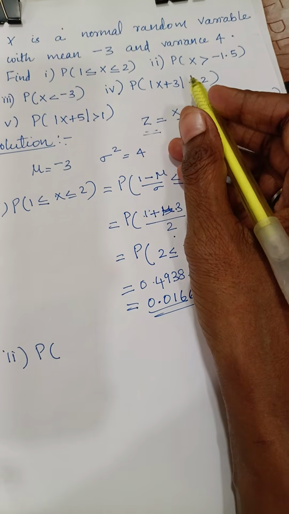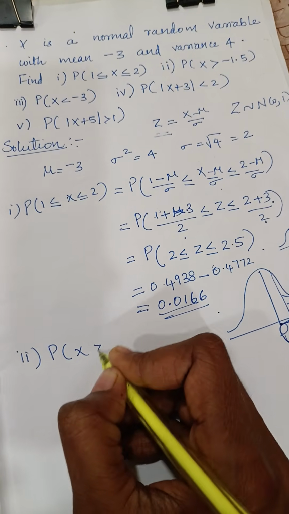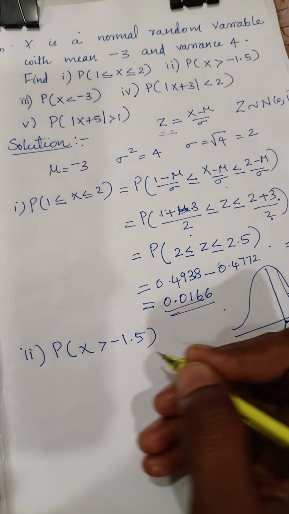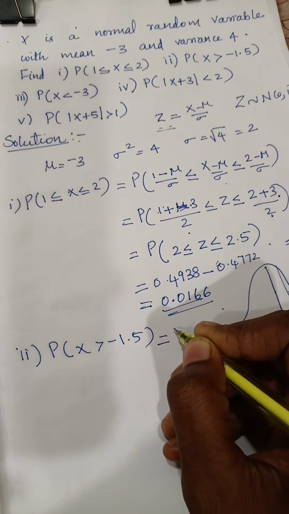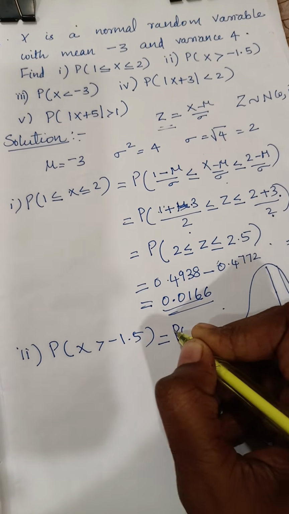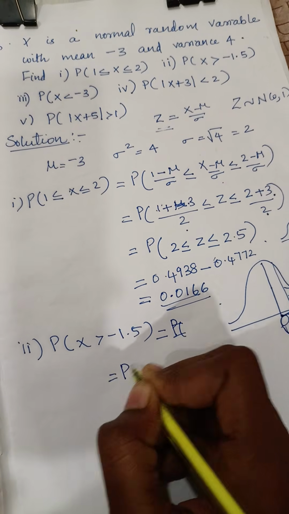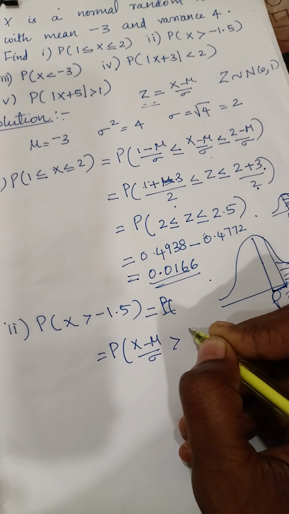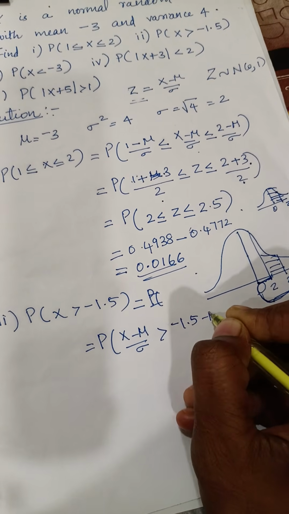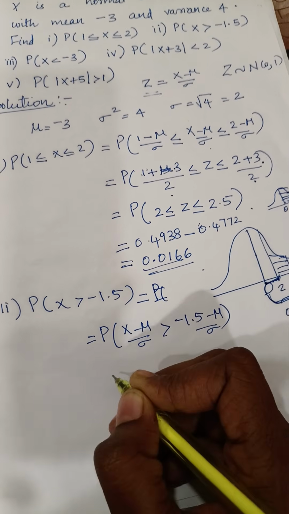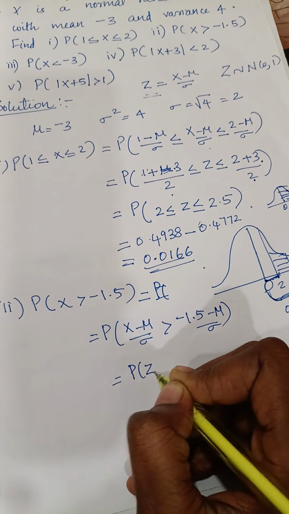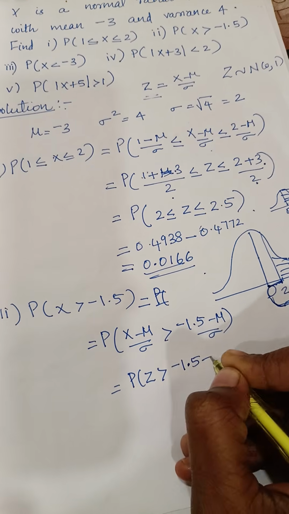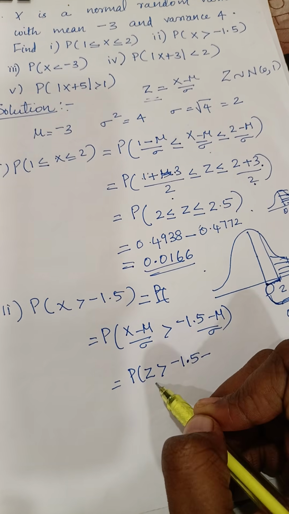Probability of x greater than minus 1.5. So in a similar way, first of all we can standardize this. So probability of, okay, I will write here, probability of (x minus mu) by sigma greater than (minus 1.5 minus mu) by sigma. That is probability of z greater than (minus 1.5 minus mu) by sigma, because (x minus mu) by sigma is z.